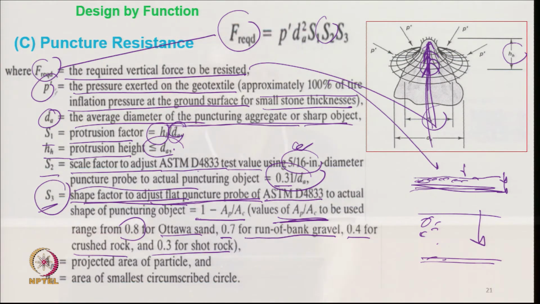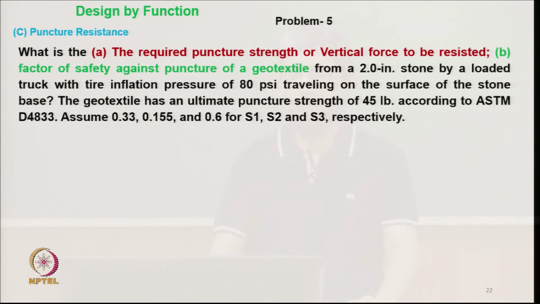Here AP is the projected area of the particle and AC is the area of the smallest circumscribed circle. So, from there we can calculate the actual shape factor or adjusted shape factor. If we know all these parameters, we can calculate the required vertical force to be resisted. So, let us see here.